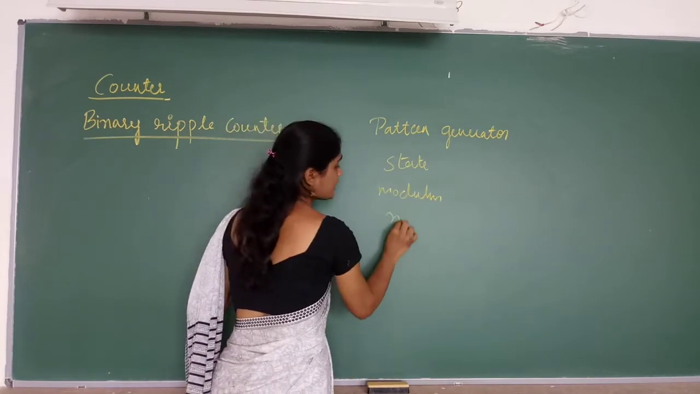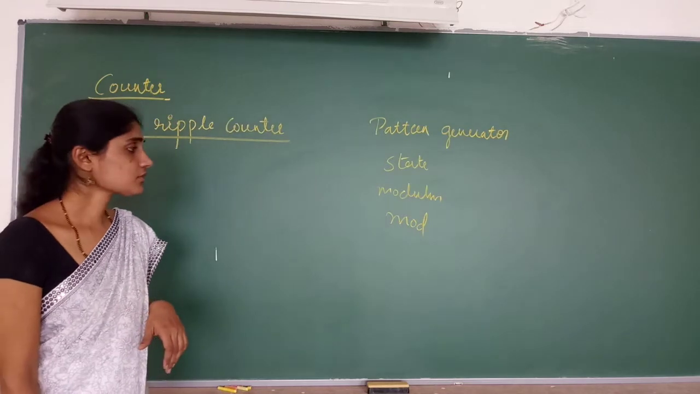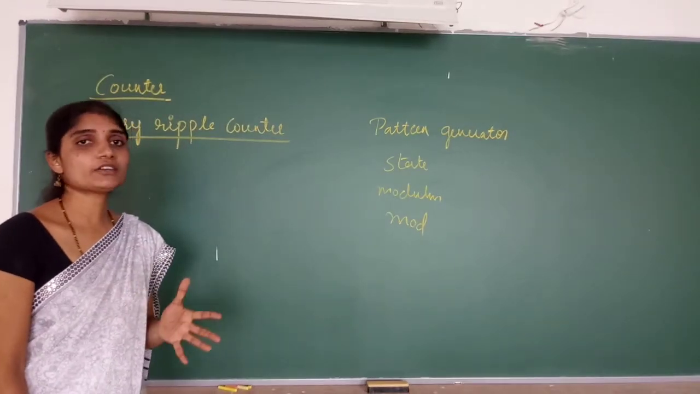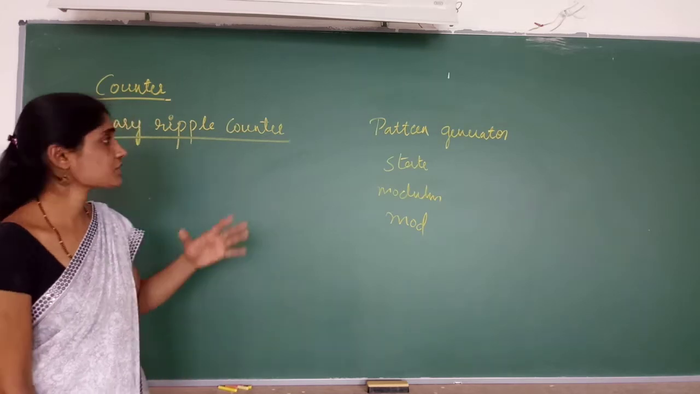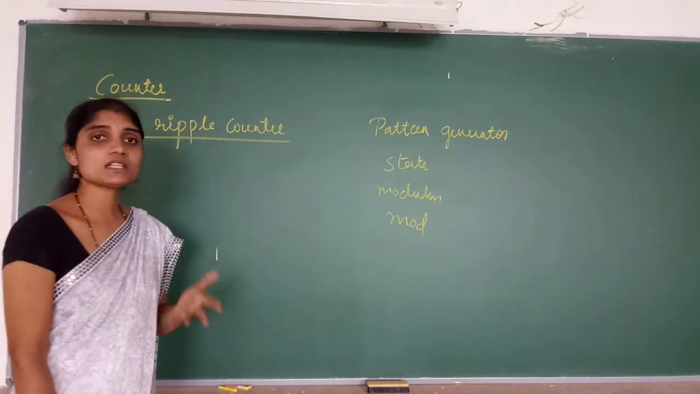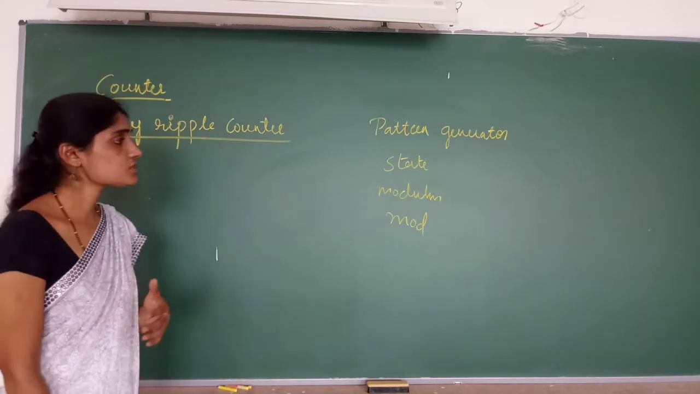From here onwards we will be using this word modulus. In short we will call it mod. What is mod? The total number of patterns, the total number of sequences, the total number of states that can be generated using a counter is nothing but the modulus, the mod of a counter. That's how we call it.